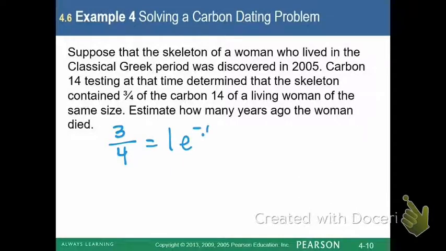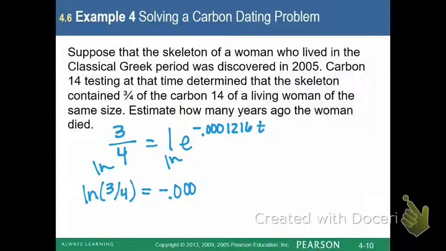The rest of it you would just fill in. So e to the negative 0.0001216 times t. Okay, so if they give you a fraction like that, basically you're just plugging the fraction in for y, and then the y sub 0 is always going to be 1. So you don't really need the 1. You can kind of ignore it. Once again, we need to solve. We need to get rid of that e to the whatever, so we need to take the natural log of both sides. I'm going to have natural log of 3/4 equals negative 0.0001216 times t. So then to solve for t, you just need to divide by this.